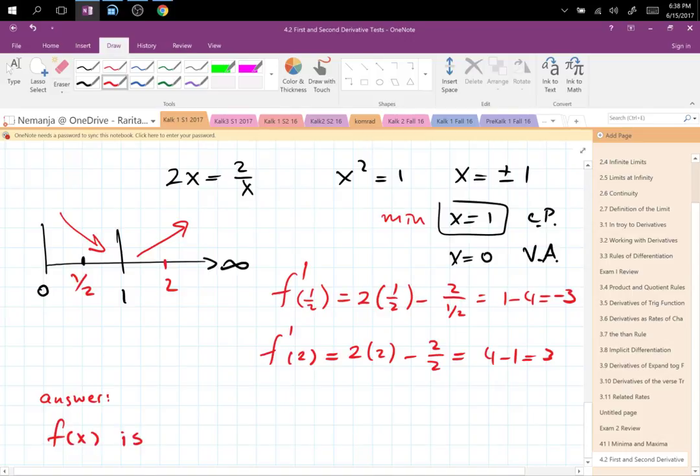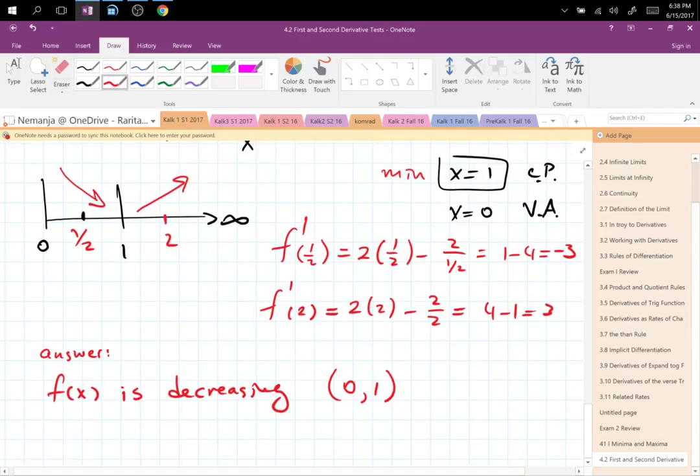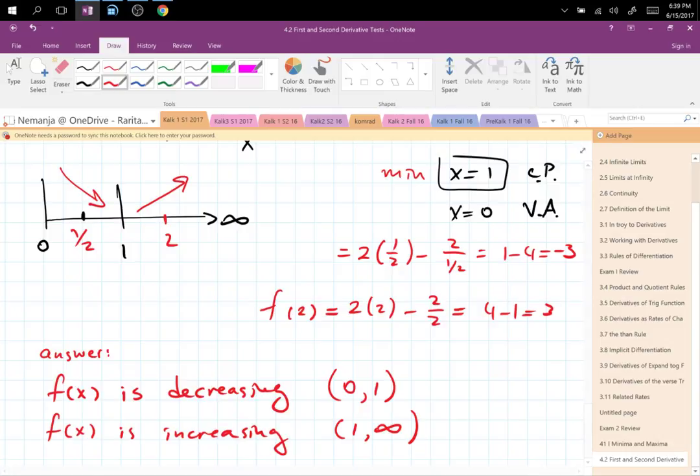F of x is decreasing on 0 to 1. F of x is increasing on 1 to infinity. So all of these values inside the intervals are x values. Observe that I never bothered computing the y point for the critical point, because I don't need it. I just need to know where to partition so I can pick test points away from those values.